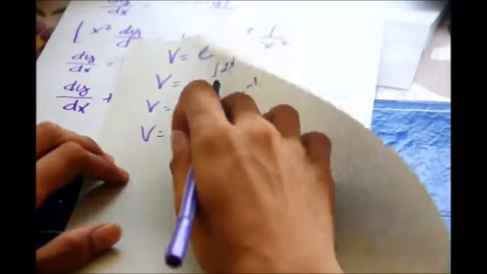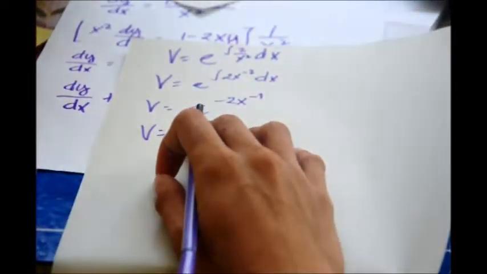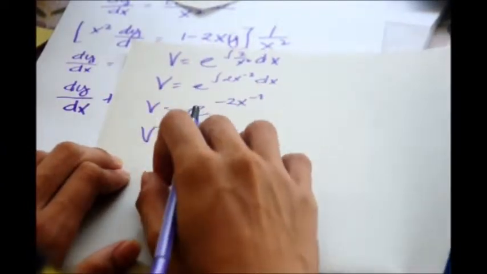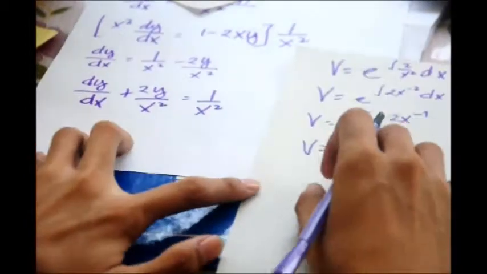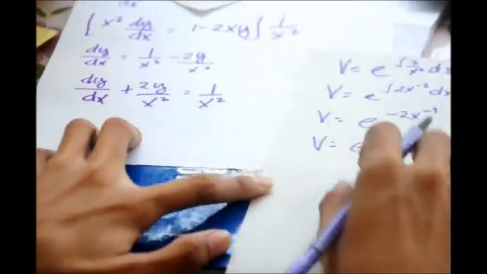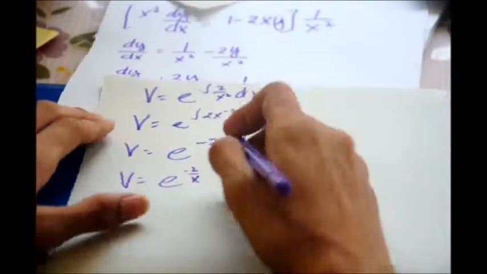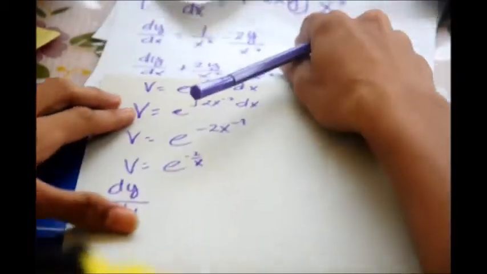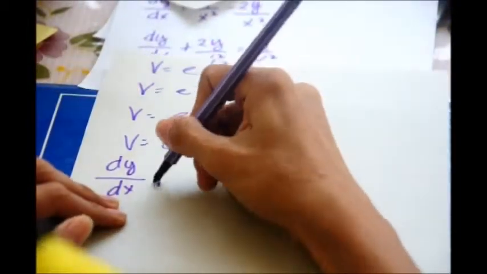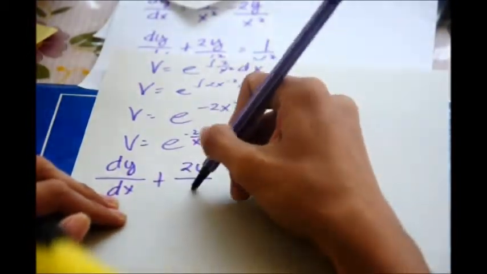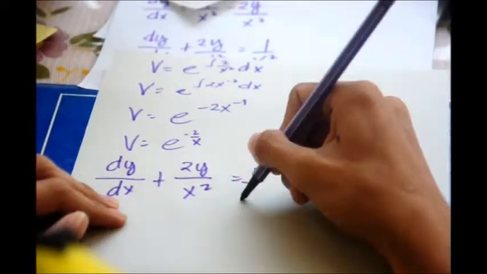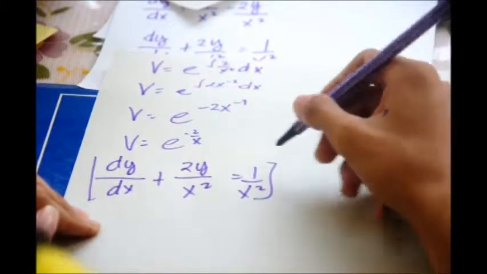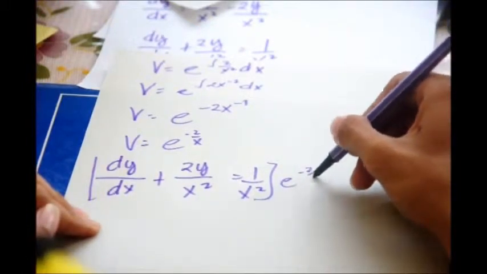So since we have an integrating factor, we will now multiply the integrating factor to this equation. So dy over dx is 2y. Now multiply the integrating factor.